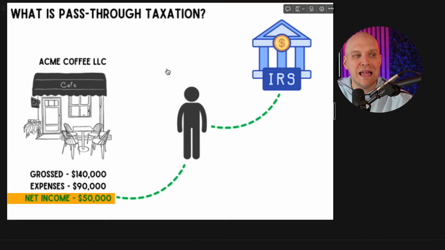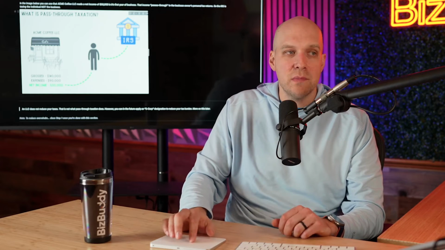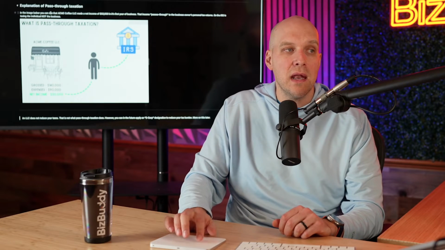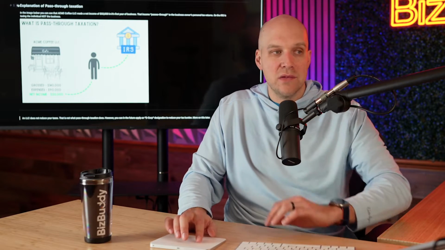The IRS is not taxing Acme Coffee LLC. What they're doing is this $50,000 in net income is passing through to the business owner. Sometimes this is called flow-through taxation; you may hear it as well. You can just remember that this is flowing through, passing through to the business owner, and the IRS is taxing the individual. I just wanted to make you aware of that because it's a little bit different if you get into different business models, like a C corporation or something like that. But that is what pass-through taxation is.